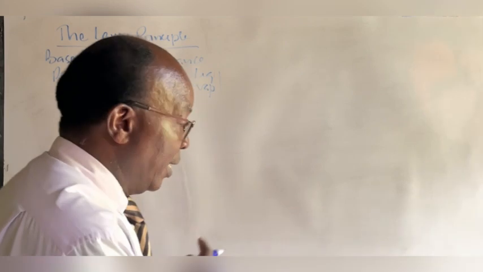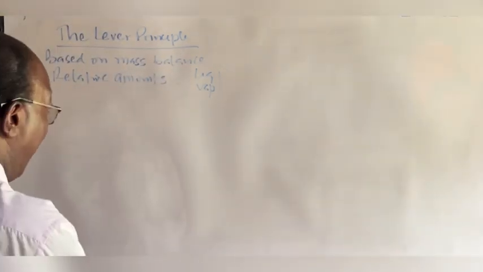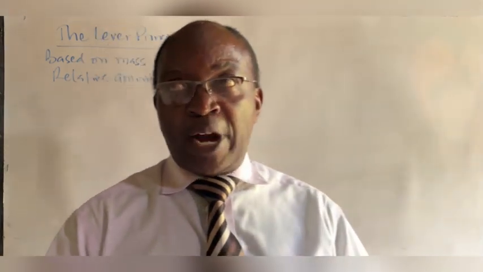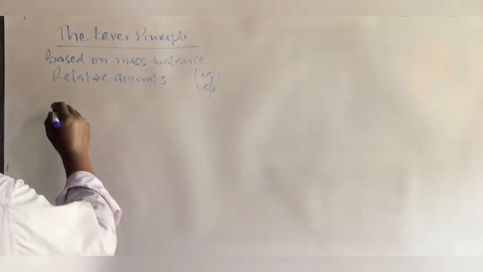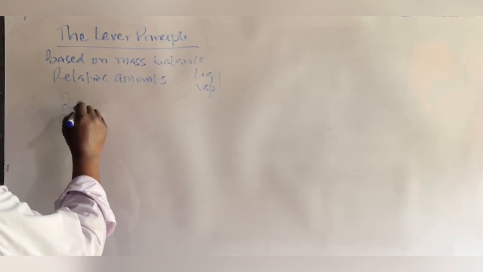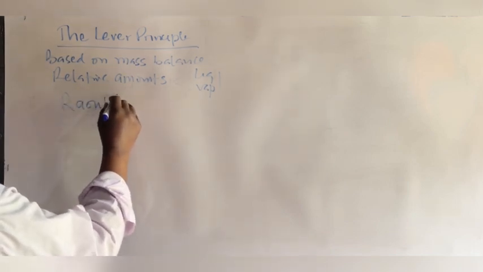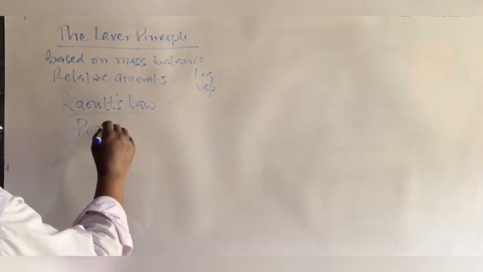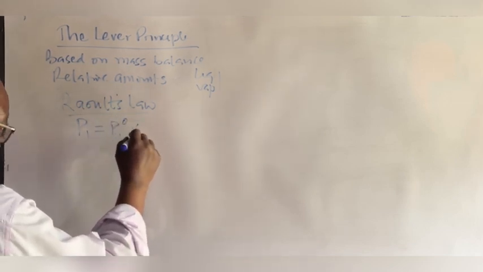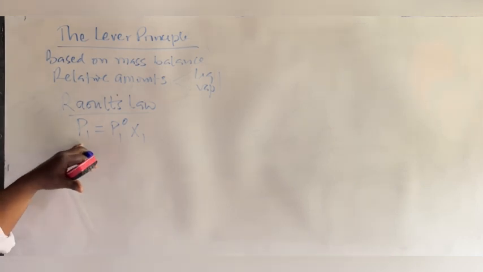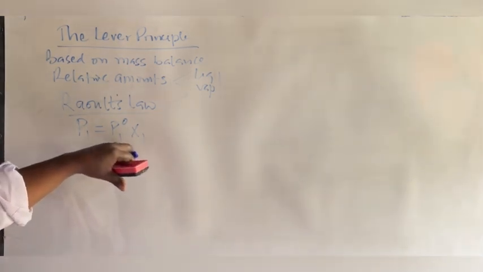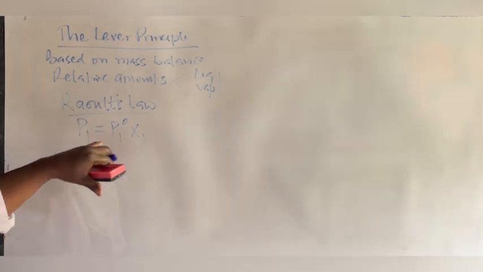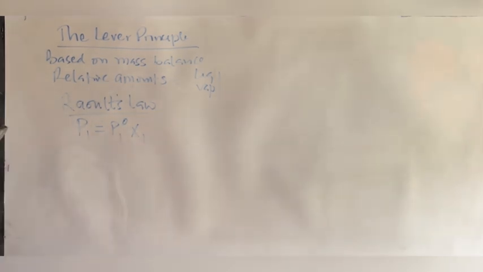Now, we start off by looking at the pressure composition diagram based on Raoult's law, which is basically P1 equals P1 naught X1, where P1 naught is of the pure component, P1 is of component 1 in the mixture, and X1 is the mole fraction of component 1.